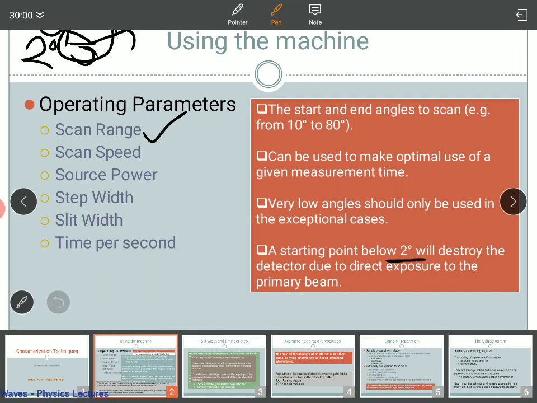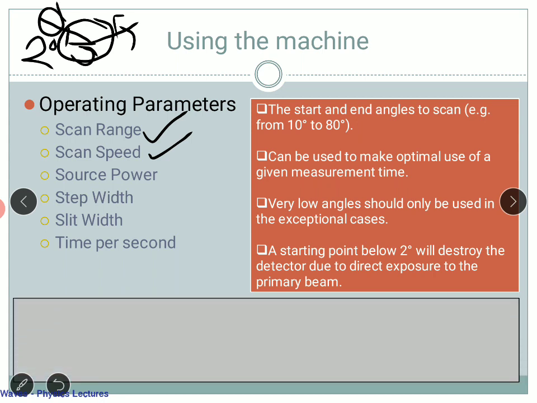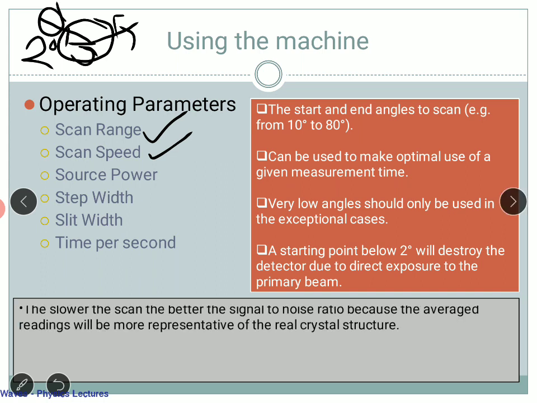Next we have something which we call the scan speed. Now you want to scan and you want to know what speed you should scan at. Let's say 1 degree you are scanning at a speed of 1 second. So for 60 degrees you take 60 seconds for the entire scan to get over. So the scan speed also determines the time. If the scan speed is slower, the scan will definitely be better, and the signal to noise ratio will be averaged out.